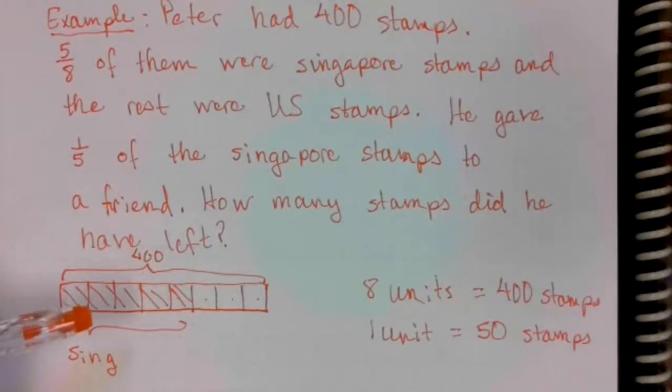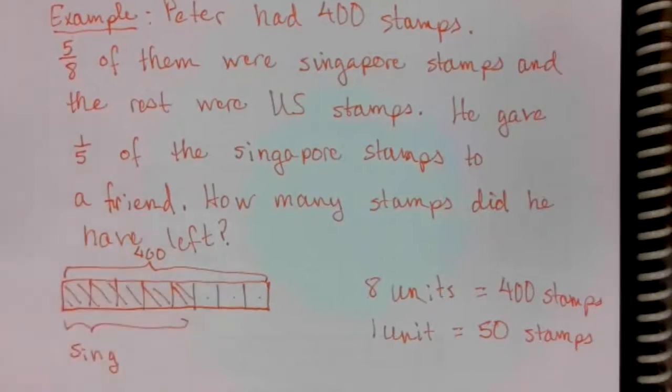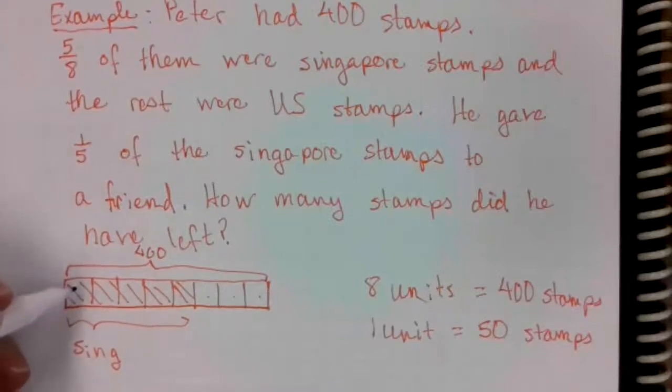Okay. Now, what would we do with the 250? We could make another bar graph. And how many pieces would we break that up into? 5 pieces. But let's look at the bar graph we have. My Singapore stamps, how many pieces is it divided into? 1, 2, 3, 4, 5 pieces. So we probably don't even need to make another bar graph. Let's just say these are his Singapore stamps. We know it was 250 Singapore stamps. He gave away 1/5 of them.